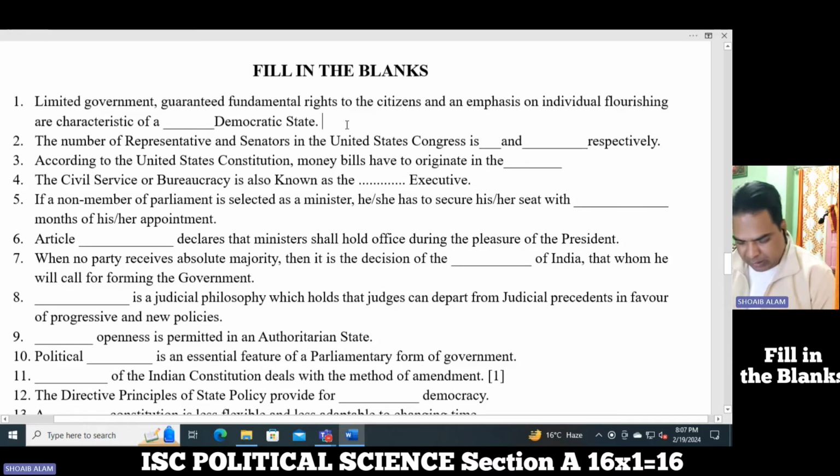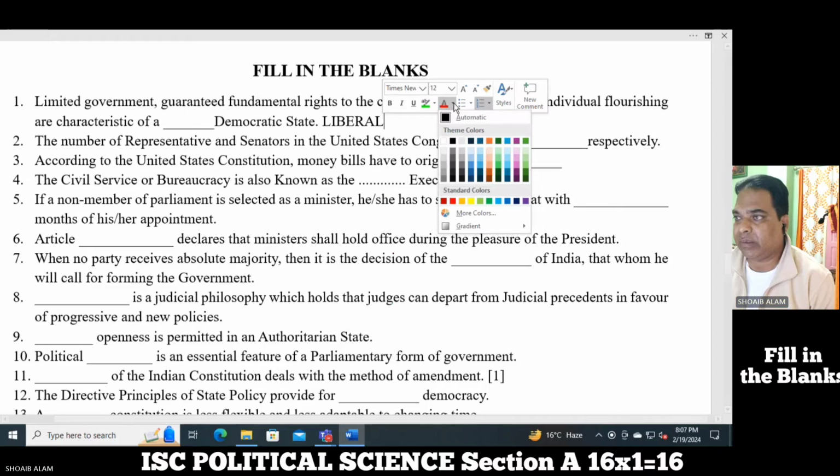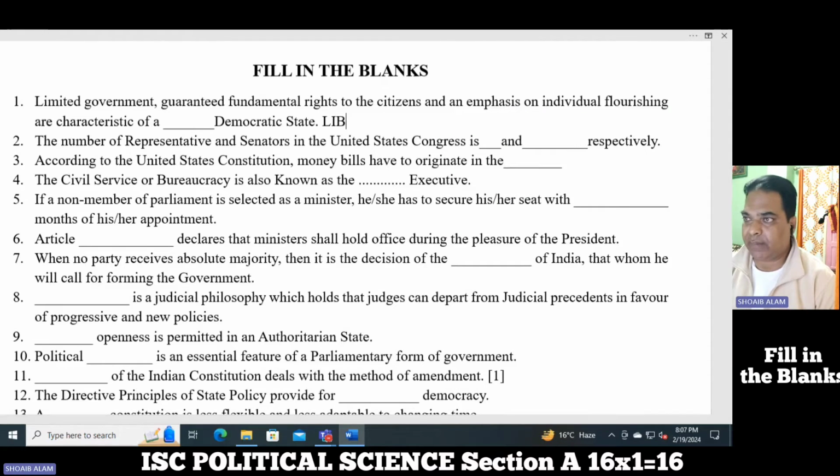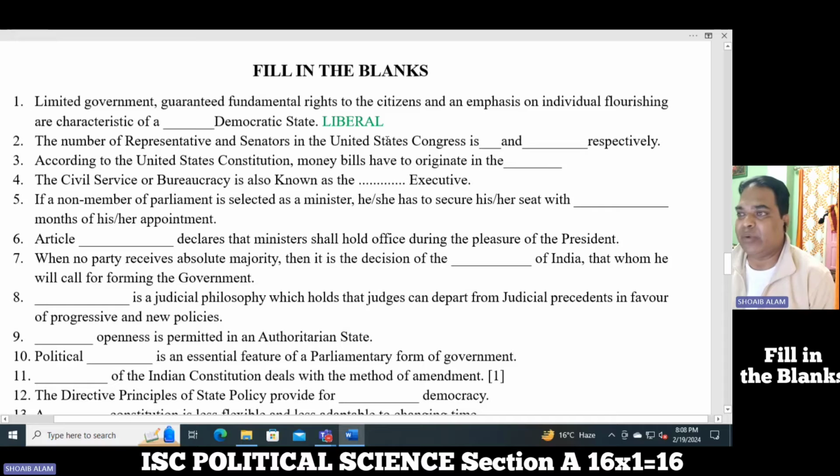So it will be liberal. Okay, the answer is liberal. Let me correct it. Liberal democratic state. Okay, liberal democratic state. Make it bold. Okay, liberal democratic state.